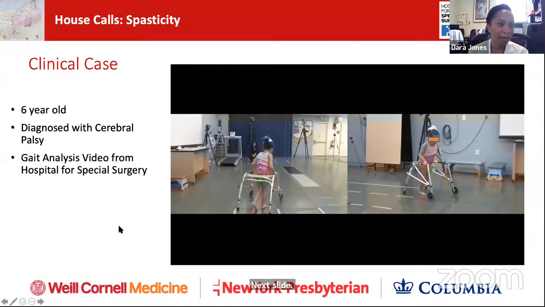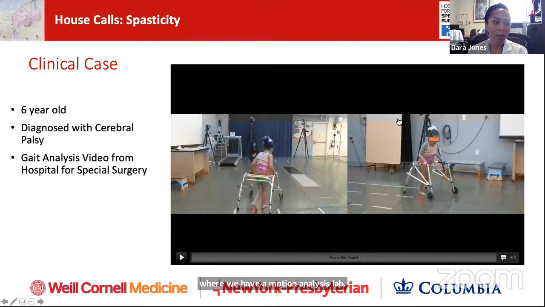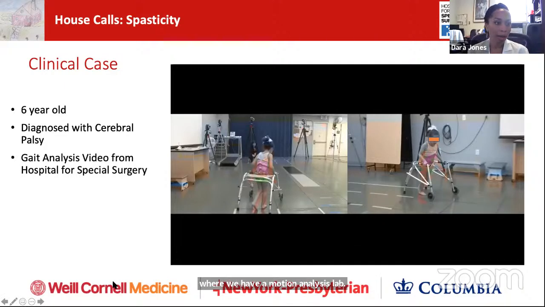Another tool that we have is gait analysis. So I'm based at Weill Cornell and New York Presbyterian, but I also split my time equally at the Hospital for Special Surgery, where we have a motion analysis lab that is able to capture, I think of it as like our functional MRI in a lot of ways, a detailed picture of what's happening when someone walks. And that's looking at every single joint level in different planes, and comparing it to data for children who are typically developing.